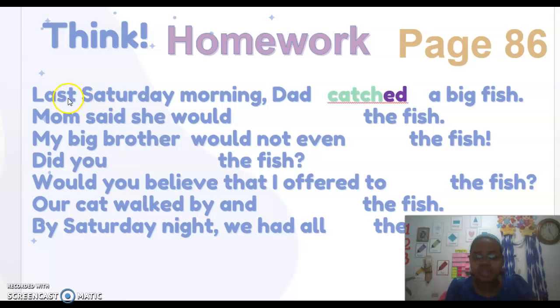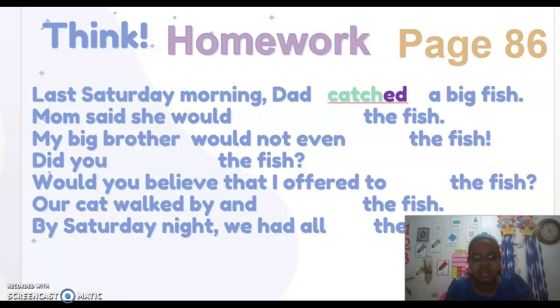So for example, "Last Saturday morning I caught a big fish." If you are talking about past, the verb should be in the past. If you are talking about present, the verb is going to be in present. If you are going to talk about future, the verb is going to be with the word will. So here I have caught, with the ending ed, because it is in the past. So you're going to choose different action verbs to complete the story.